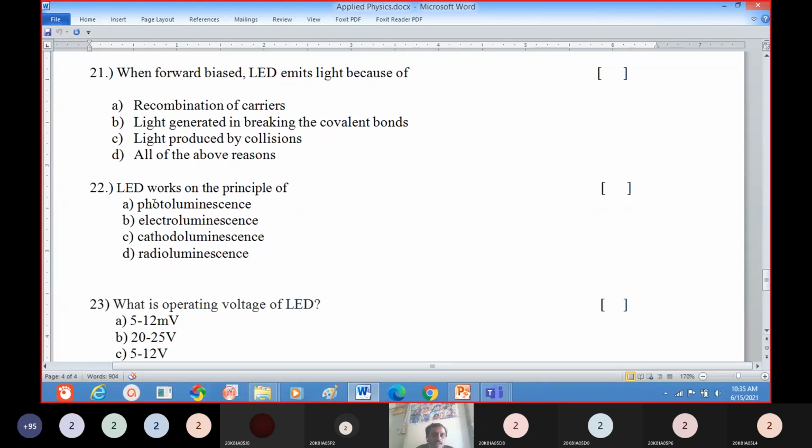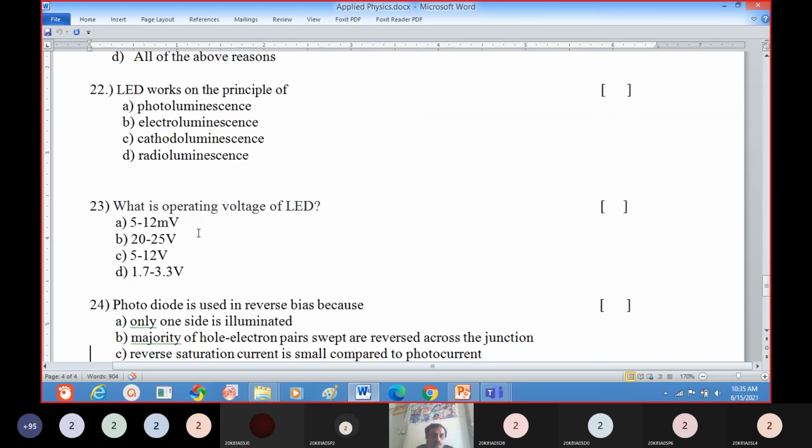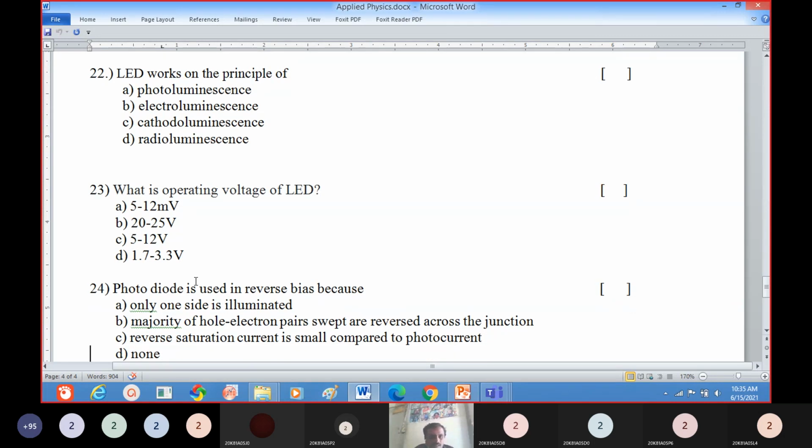Now, the LED works on the principle of what? Electroluminescence is the right answer, the remaining are all wrong. Now, what is the operating voltage of LED? Option D is the right answer, 1.7 to 3.3 volts. This is the operating voltage of an LED.